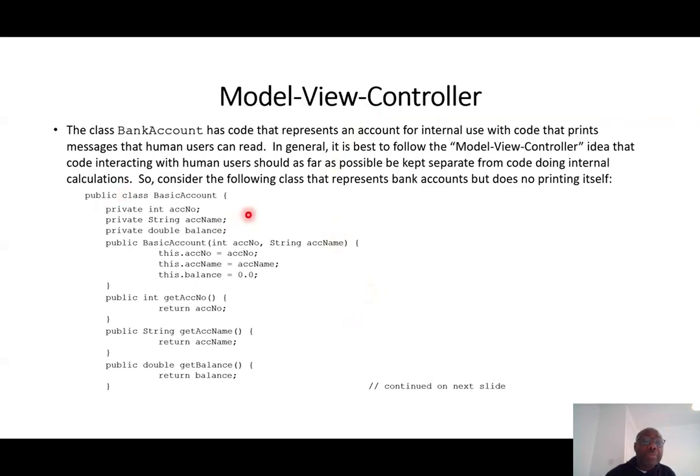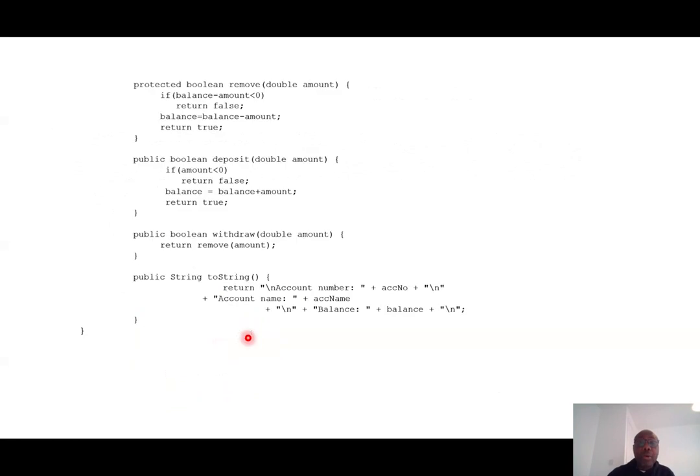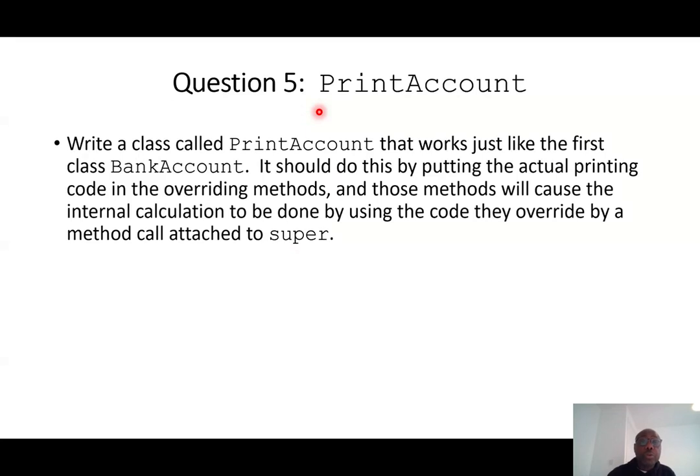So public class BankAccount, private, you've seen this class. Instead of printing, you don't see printing here, only perhaps the calculations and the rest of it. And then we have seen these codes. So just follow the codes and do it.